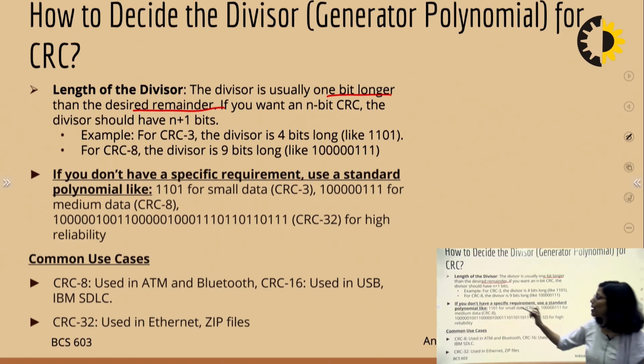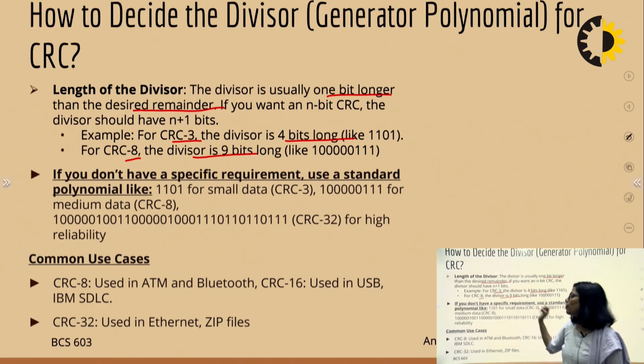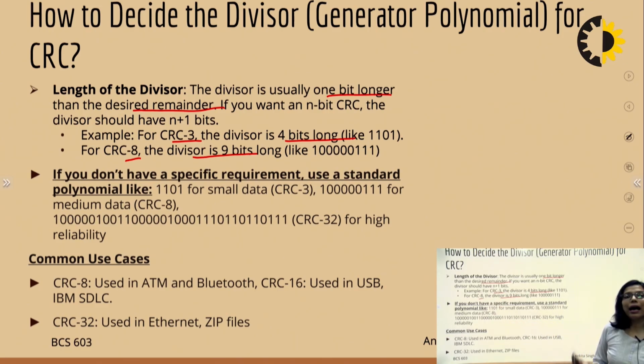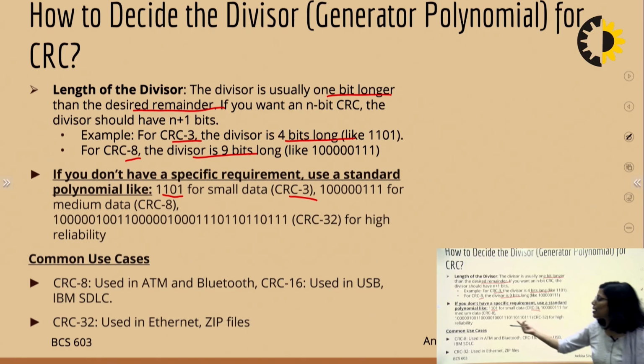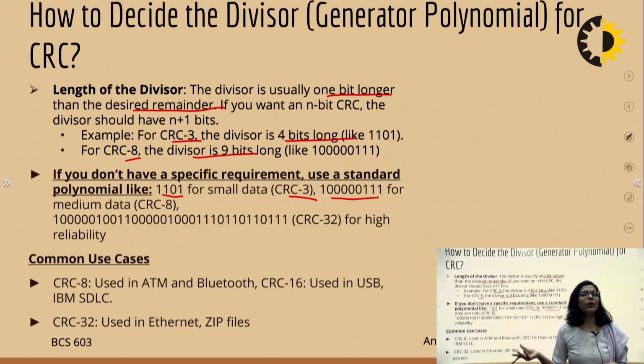For example, if my CRC3 means the CRC code is of 3 bit size, then my divisor will be 4 bits long. If my CRC is 8, then the divisor will be 9 bits long, right? We have some standards given, which we can use if we don't have a specific requirement. For example, CRC3 is used for small data, where the generator polynomial is of type 11001. Similarly, for CRC8, the generator polynomial is like this. So yes, there are some fixed generator polynomials that we can use.